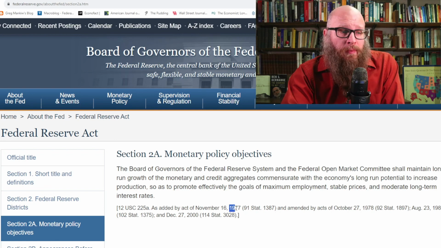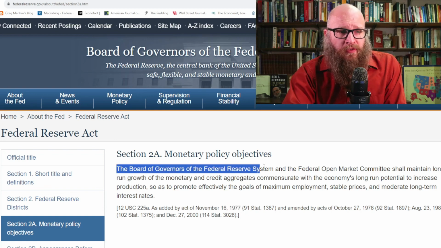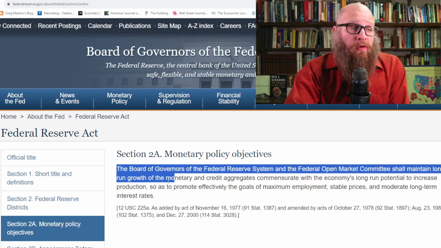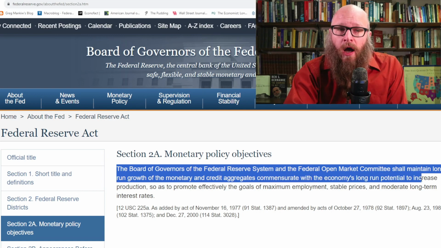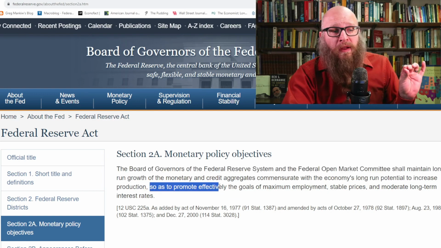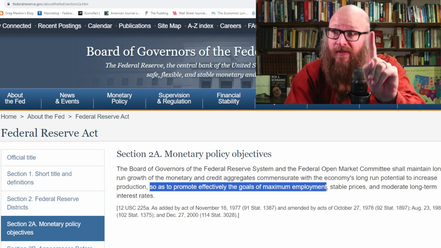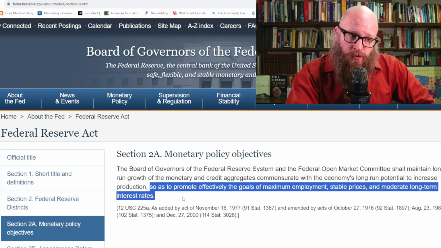This particular verbiage comes from the 1977 version of the Federal Reserve Act. The Board of Governors of the Federal Reserve System and the Federal Open Market Committee shall maintain long-run growth of the monetary and credit aggregates commensurate with the economy's long-run potential to increase production. So long-run growth, that's all great. So as to promote effectively the goals of maximum employment, notice that's the first one, stable prices and moderate long-term interest rates. So by law, this is what they have to do.